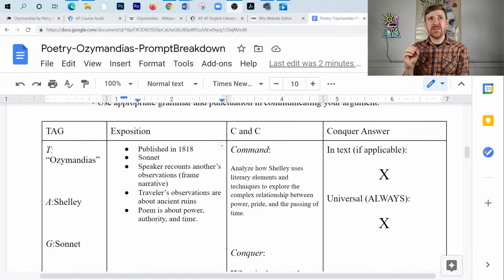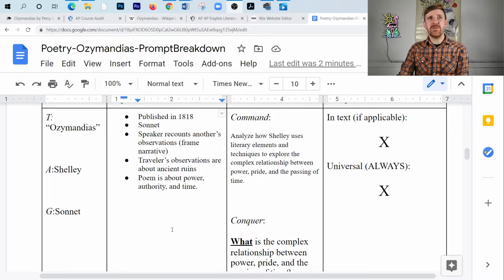But we also get this clarified because it tells us that the traveler who's recounting or observing something, these observations are about ancient ruins. So now we know that we are looking at ancient ruins, so that when we read this poem, I'm not wondering, wait a second, what is he looking at? No, it's ancient ruins. And we need to just figure out what those ancient ruins are.